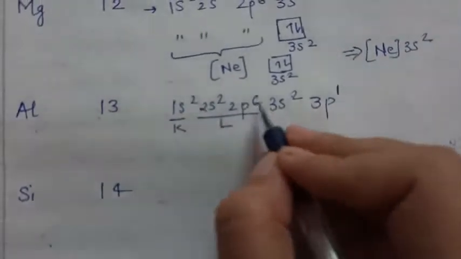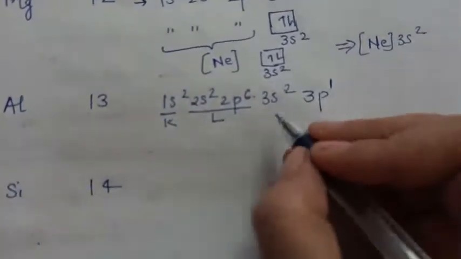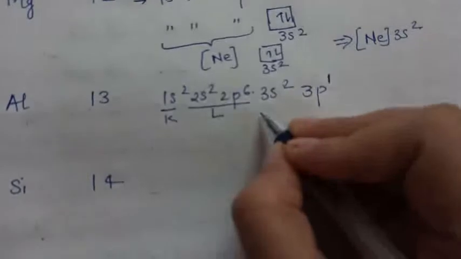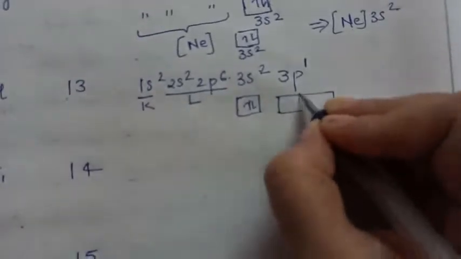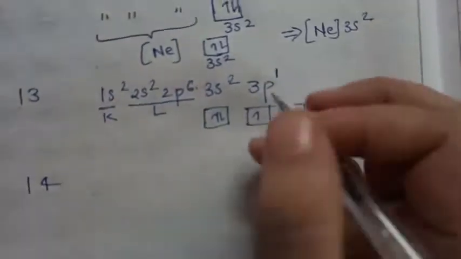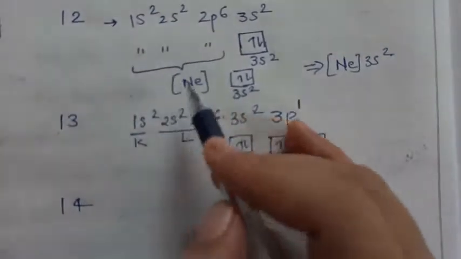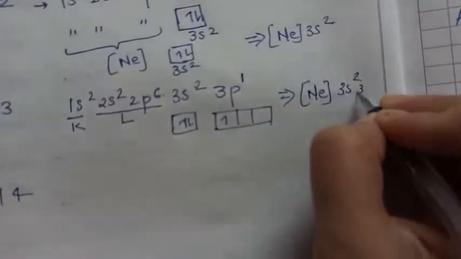So what can be done is this much part we can omit. First shell done, second done, so leave them, and you draw only this much for easiness. So this is 3s2 and this is 3p1. So this is 3s2, this is 3p1. And similarly, as we have written in the above example, in place of the first 3 orbitals we have written neon. Similar case can be done here, and you can write neon 3s2 3p1.